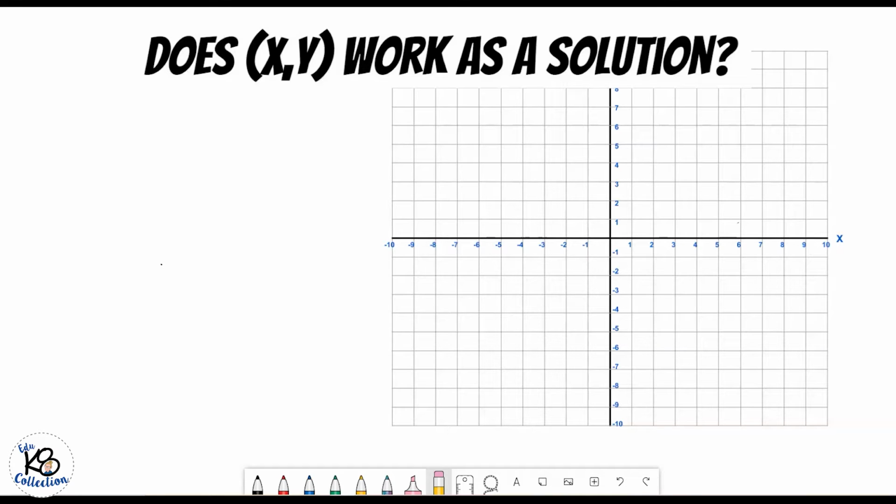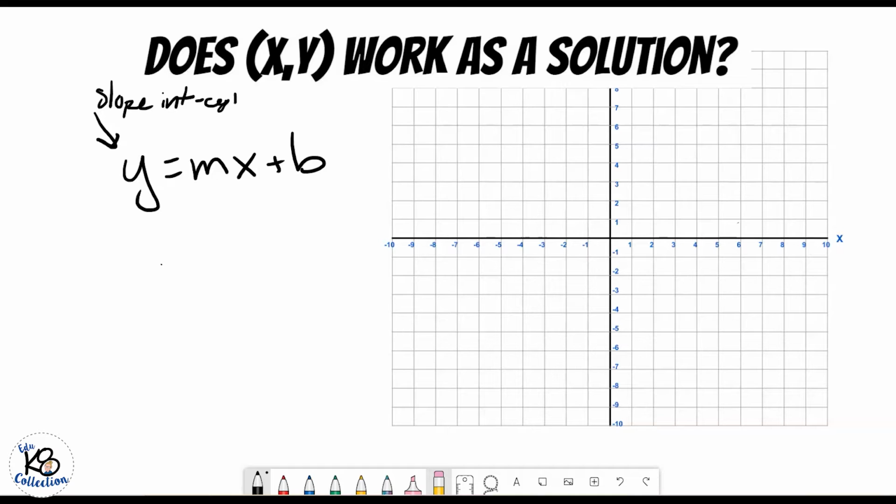Does the coordinate x, y work as a solution? So this concept brings in both some graphing and some algebra, and we're working with linear equations here. You should be somewhat familiar with this linear equation. This is in slope-intercept form.